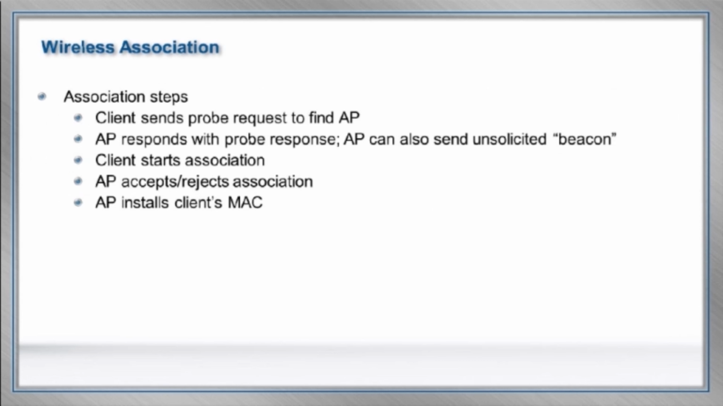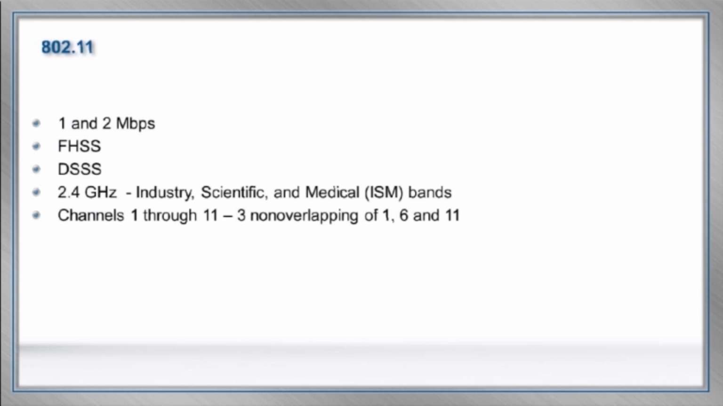By the way, when a client comes up, it will probe the local access point, and access points can also send out unsolicited beacons so they can be found more easily. And then the client will start its association, and the access point will either accept or reject that association and then install the client's MAC in its system.